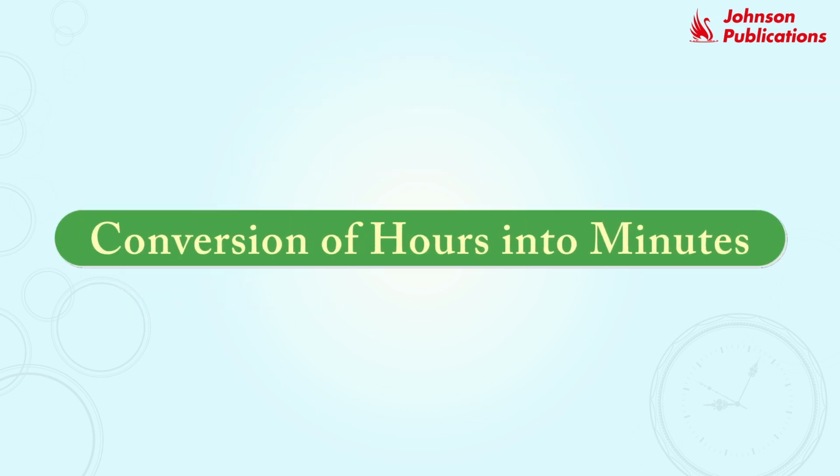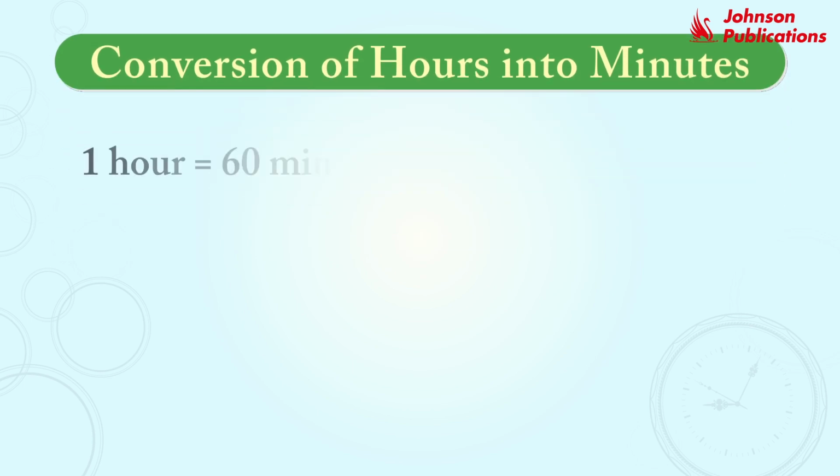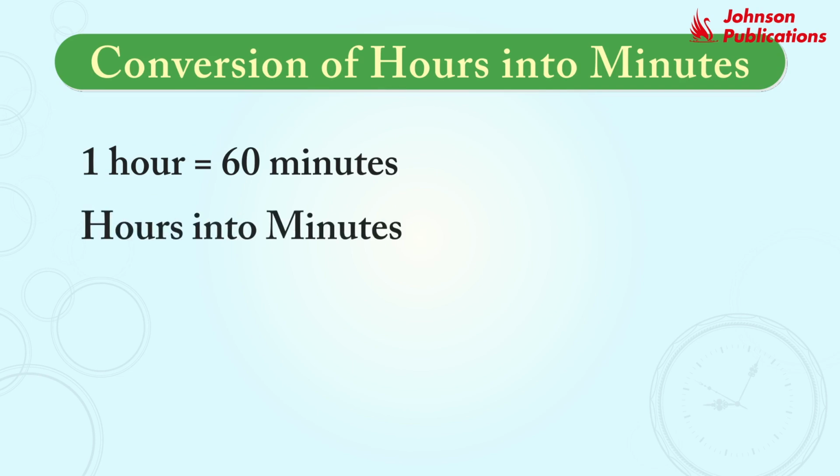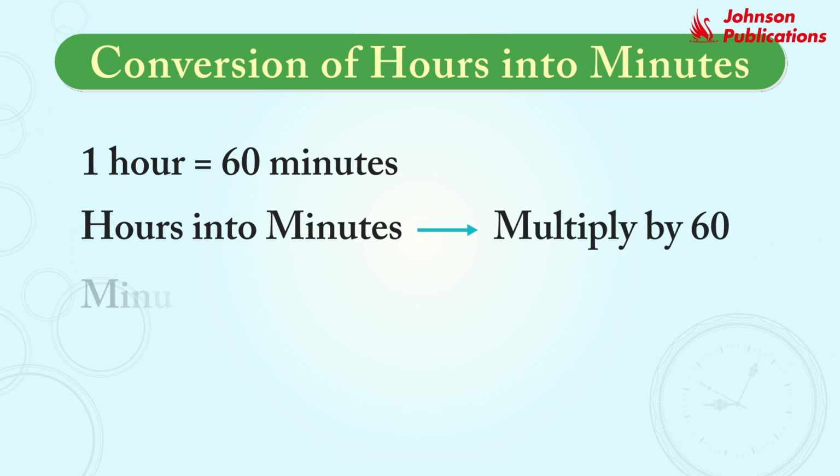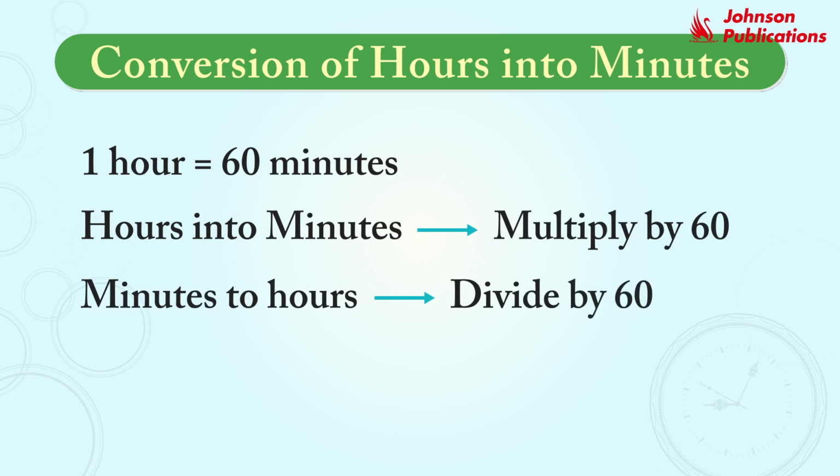Conversion of hours into minutes. We know that 1 hour is equal to 60 minutes. To convert hours into minutes, we multiply the number of hours by 60. If we convert minutes into hours, we divide by 60.